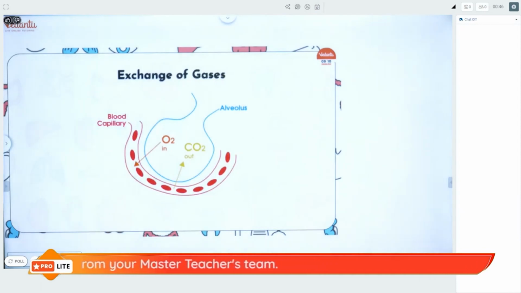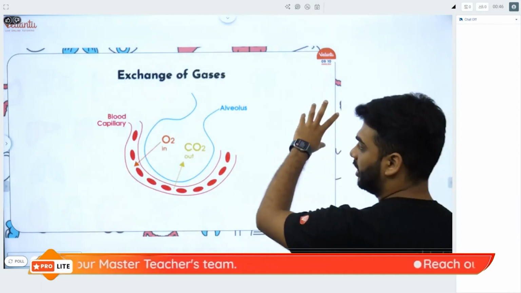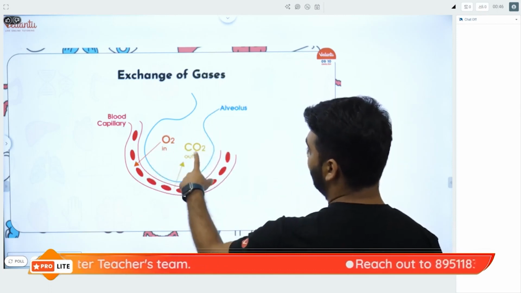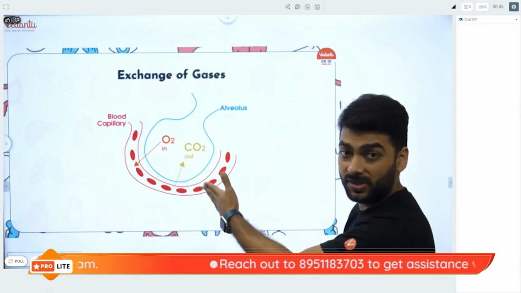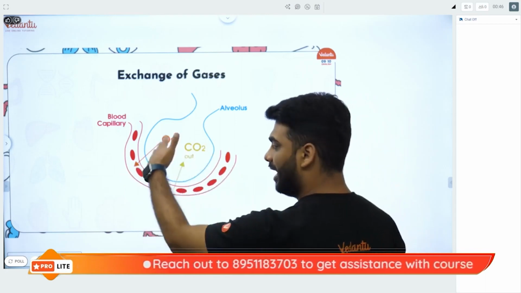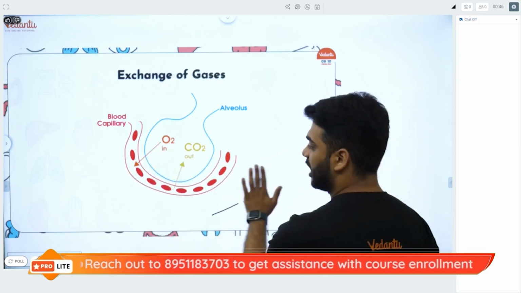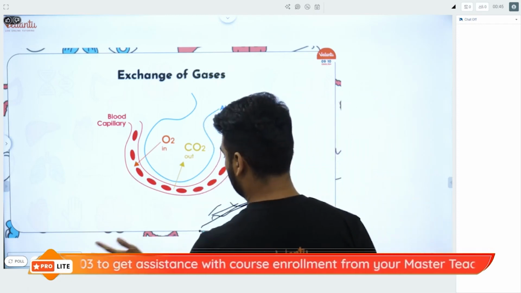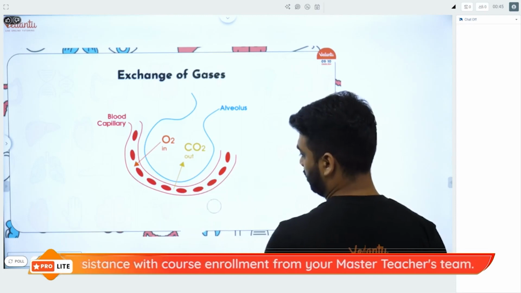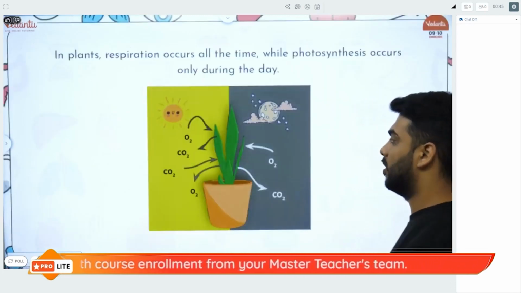Exchange of gases. So when the air comes in, the alveoli help to exchange the oxygen with the RBCs, where the oxygen binds with hemoglobin, forming oxyhemoglobin, and takes the oxygen, and it gives out the carbon dioxide. Okay? So that is how it works.